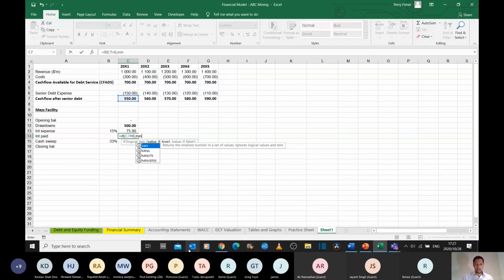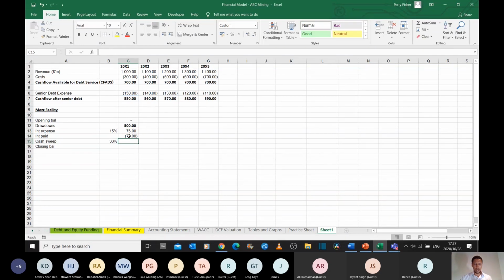So to express that in the form of a formula, I'm going to use a min function. We're going to take the smaller of whatever cash you have available and whatever you owe us for the year. Okay. I'm going to make that negative because that's money that is going to be flowing out of the organization. And I'm just going to drag that across. I will fix it.